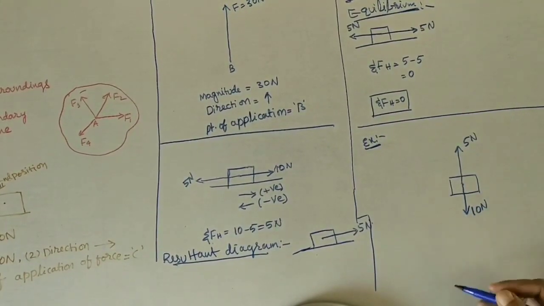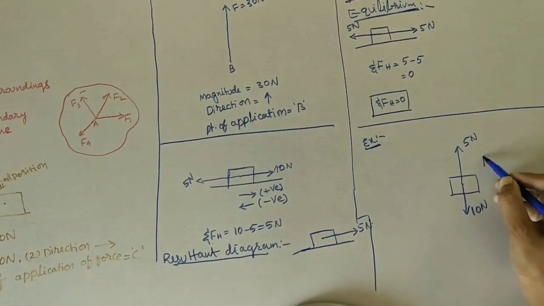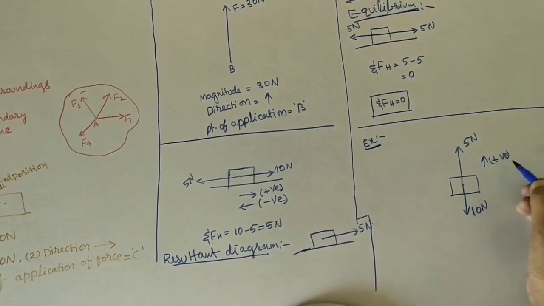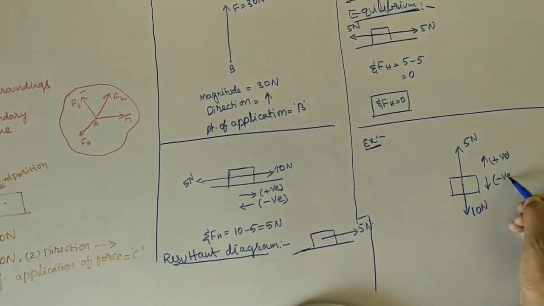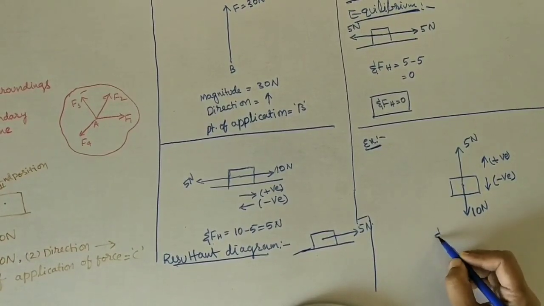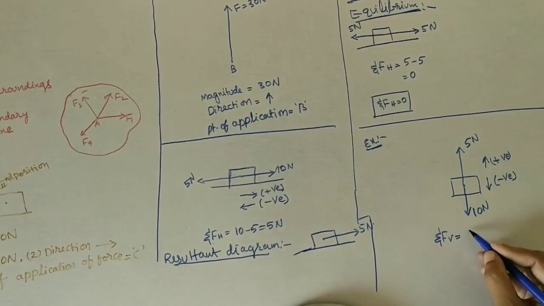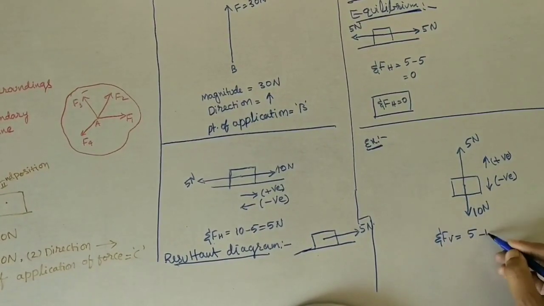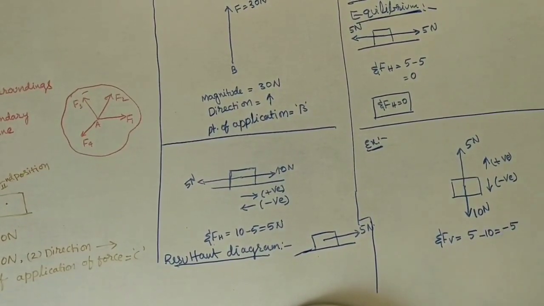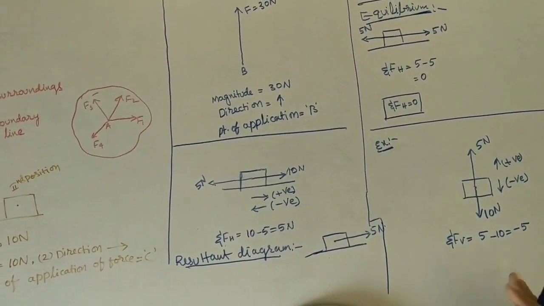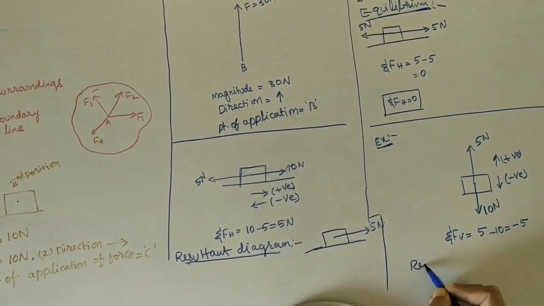Now how to find the resultant? I am taking upward direction positive, downward direction negative. Okay. Now here sigma Fv, I am taking the sum of all vertical forces: plus 5 upward, minus 10 downward. How much will we get? Minus 5. Okay. So here how to draw the resultant diagram?